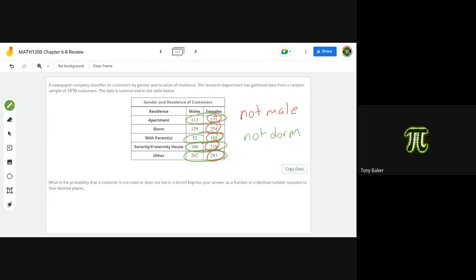Yes. So they're asking for how many are not male or not in a dorm. The key word here is or, not and. Or means either one can be true. So it can be lives with parents and male, that's fine. That's not male or not in a dorm. That would be not in a dorm, obviously. Since it's the or, either one would work. So add up all the numbers I circled, basically, and then the bottom is going to be out of 1870.